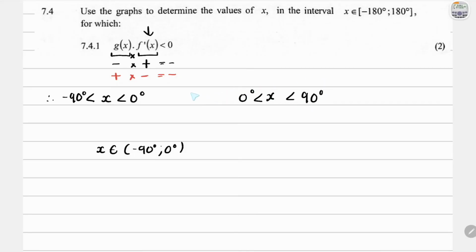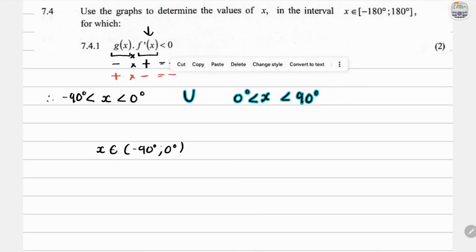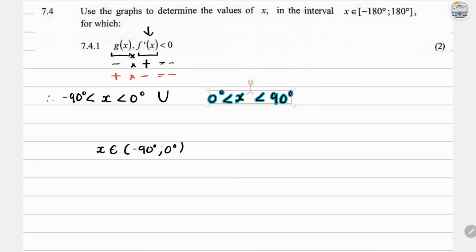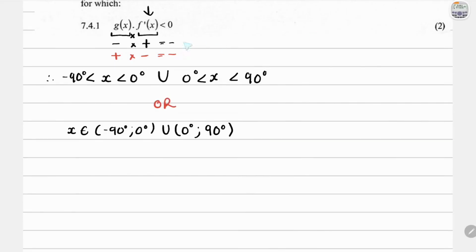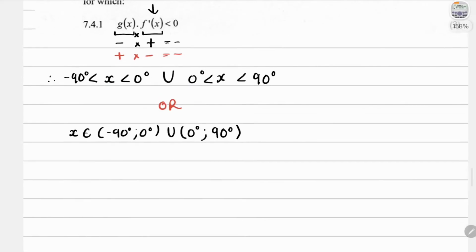You can use the term U, union, saying that it works for these two scenarios, those two cases jointly. And then here, to write it in intervals instead would be like this, and you can say union, and then you're saying that it's going from 0 degrees all the way to 90 degrees, and that will be our answer.